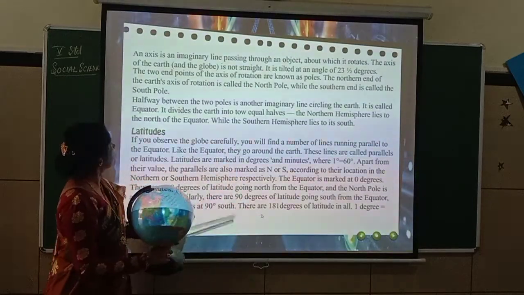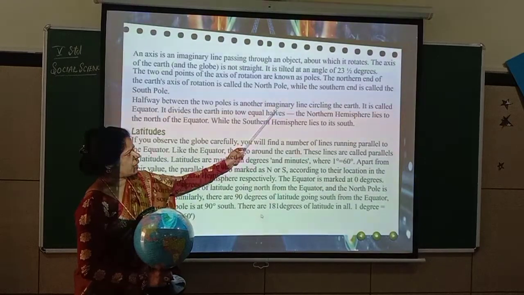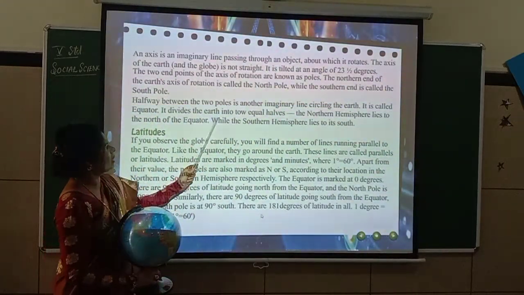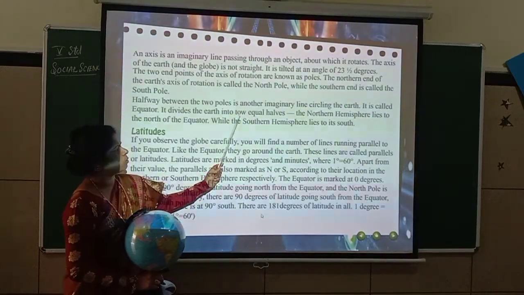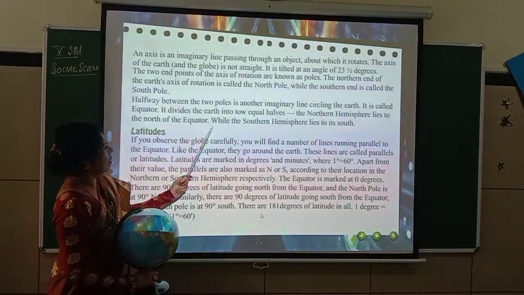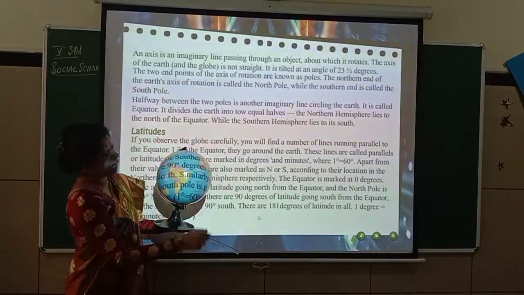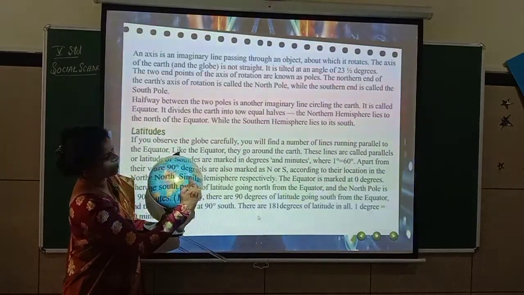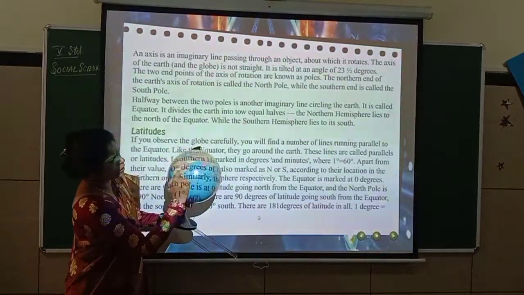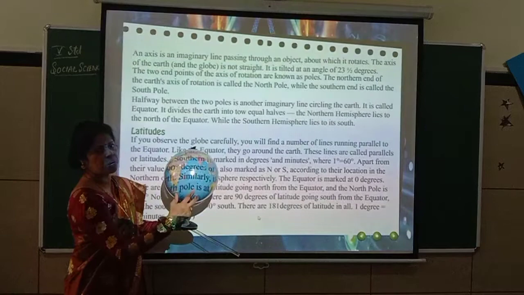Now you see here, halfway between the two poles is another imaginary line circling the earth. It is called the equator. It divides the earth into two equal halves. The northern hemisphere lies to the north of the equator, while the southern hemisphere lies to the south. Now, you can see a line passing here. Can you see this line? See how my finger is moving? This line is dividing the earth into two halves.